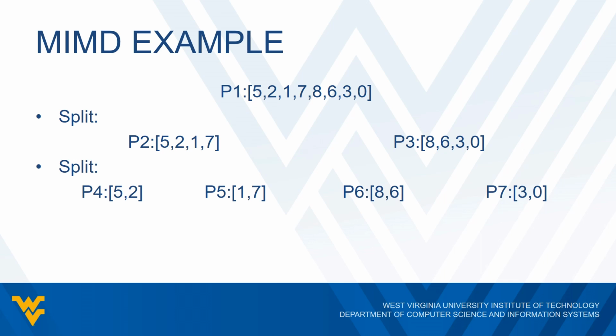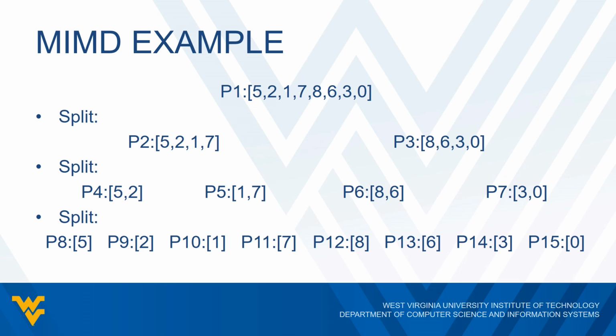We're then going to split the lists again. So we're going to send the broken up lists into other processors. So processor 4 would have 5 and 2, processor 5 would have 1 and 7, processor 6 would have 8 and 6, processor 7 would have 3 and 0. And then we'll split the lists one more time, so we would have additional processors, and each one would have one item in the list.